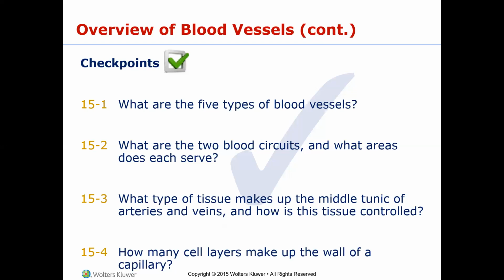And then how many cell layers make up a capillary? That's just one layer thick, and it's made up of simple squamous epithelium. So it forms much of the surface of the capillary.